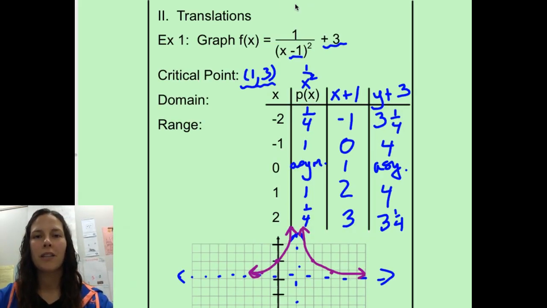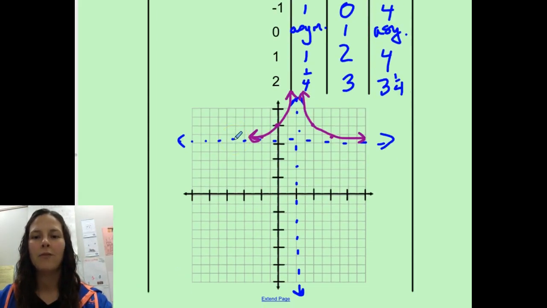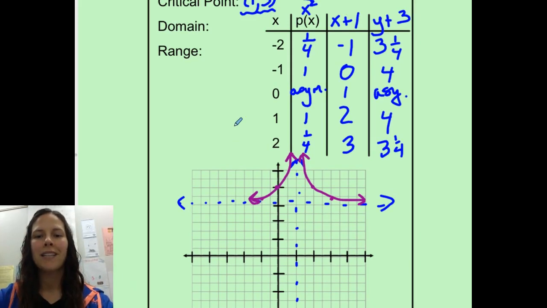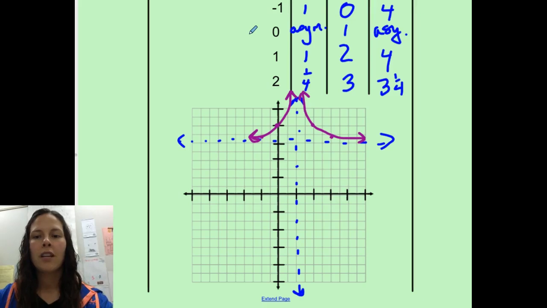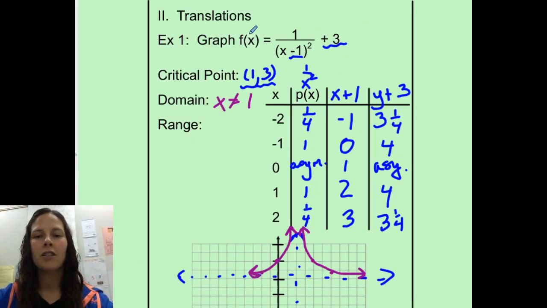Going back to get our domain and range, notice for the domain, if we take a vertical line and slide it along the graph from left to right, we will hit everywhere except for that vertical asymptote. Our domain is x cannot equal 1. For our range, sliding a horizontal line from the bottom up to the top of the graph, we have nothing below the asymptote, and the graph exists everywhere above the asymptote. So our range is y is greater than 3.